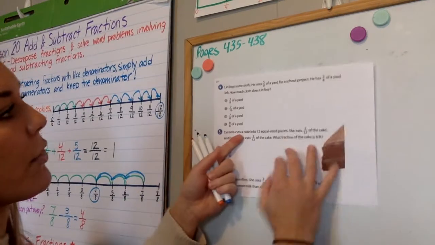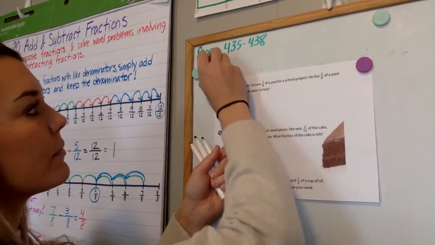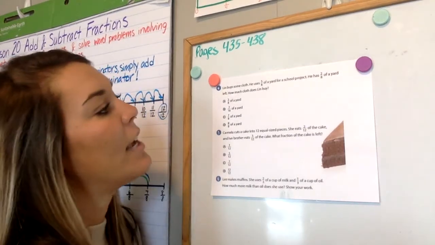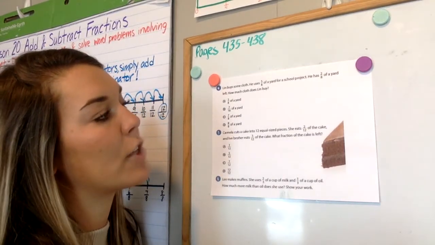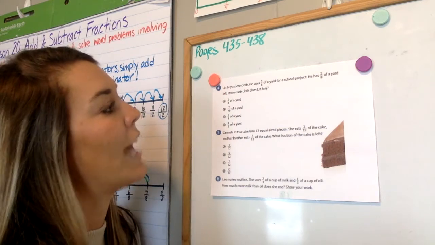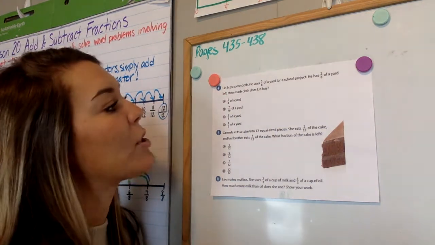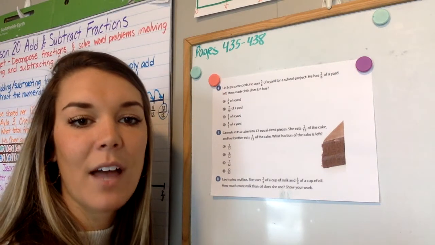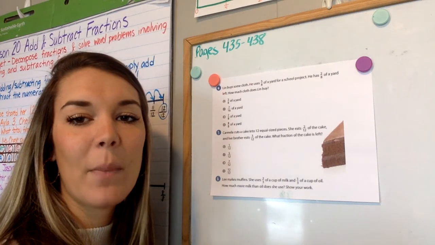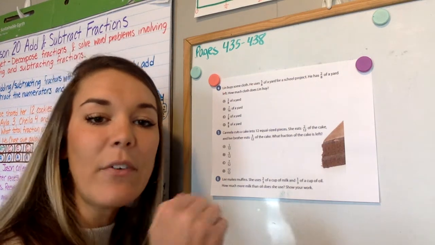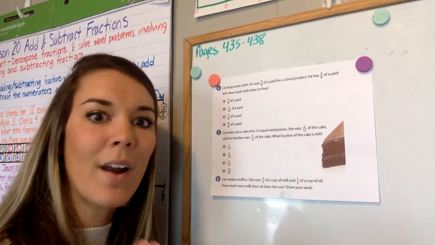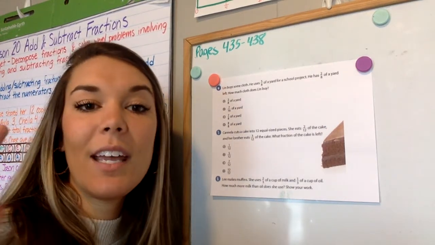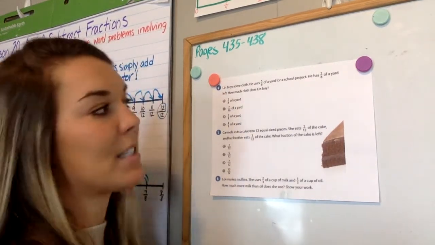And then I'm on page 437. Okay. Lynn, he buys some cloth. He uses 5/8 of a yard for a school project. He has 2/8 of a yard left. How much cloth does Lynn buy? Why did I say left so loud like that? That's because if I'm looking for how much is left, or if I'm told what is left, that means I need to, I hope all the kids are saying subtract. So I need to subtract.